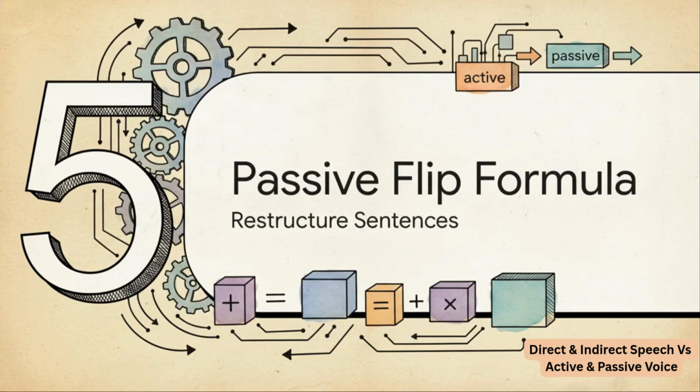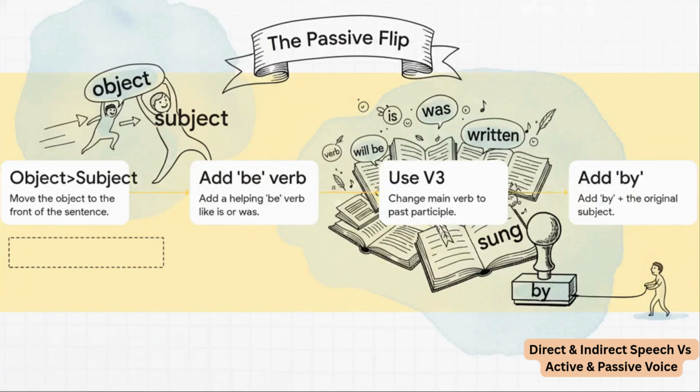Section 5. The passive flip formula: restructuring sentences. Transforming an active sentence into a passive one might seem daunting at first, but it is actually just another simple grammatical equation. Let's break down the mechanics. To execute the passive flip, you just follow 4 precise steps. First, you move the object to the front of the sentence. Boom, it gets promoted. Second, you add a helping be verb, like is, was, or will be. Third, you change your main verb to the past participle form, often called V3, like written, eaten, or sung. Finally, you tack on the original doer at the very end using the word by.